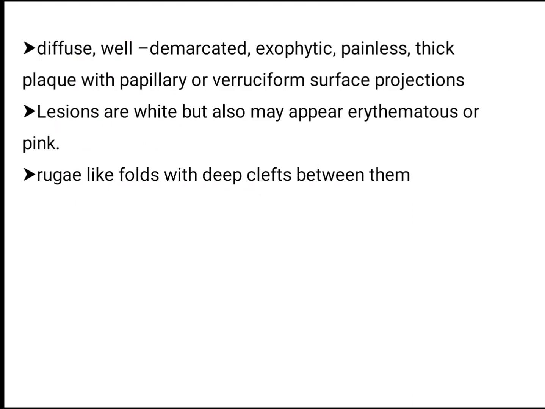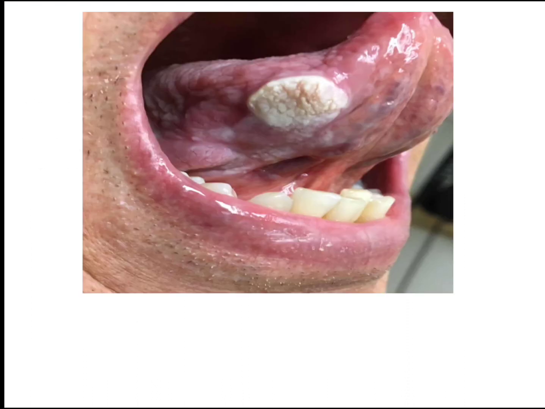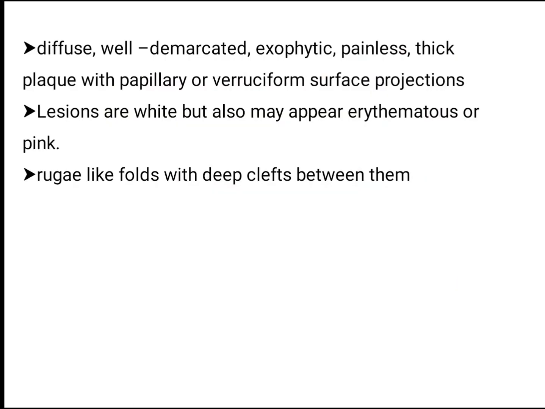Clinically it appears as a diffuse, well demarcated, exophytic, painless, thick plaque with papillary or verruciform surface projection. As we have seen in this picture, it is appearing on the lateral border of the tongue. We can see a papillary surface, an exophytic surface, and it is whitish in color, meaning we will see more keratinization.